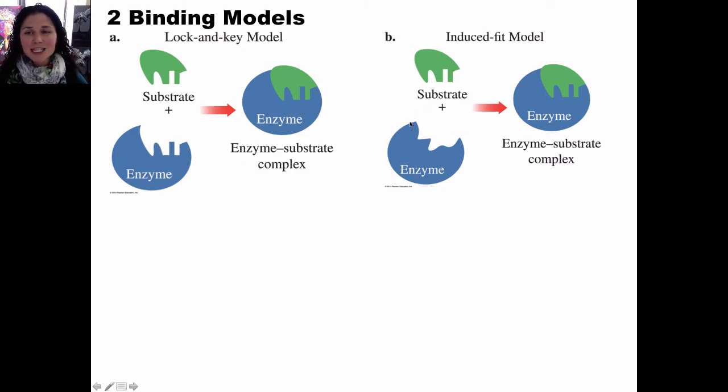The second model is the induced fit model. Notice that the enzyme has an active site which does not perfectly fit the substrate. When the substrate binds, the enzyme changes its conformation to fit the substrate perfectly. The hexokinase catalyzed reaction that we looked at earlier fits the second model, the induced fit model. Let's look at the video one more time and try to identify why hexokinase fits the induced fit model.